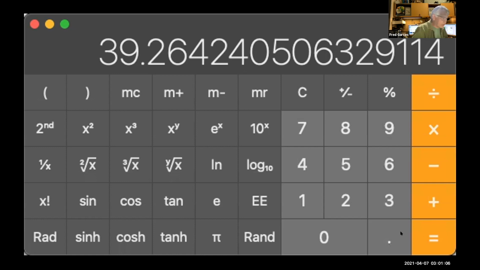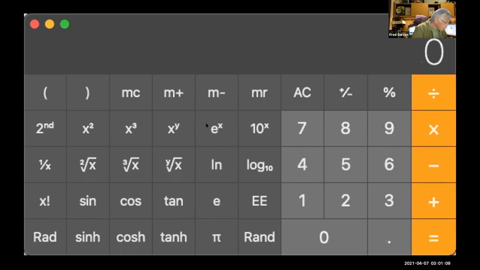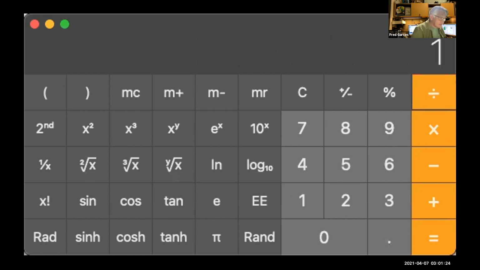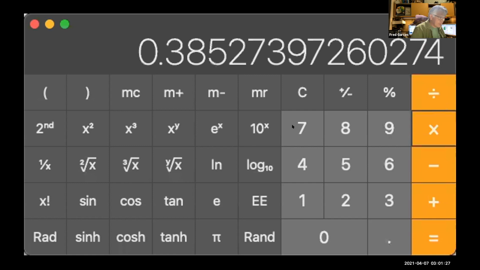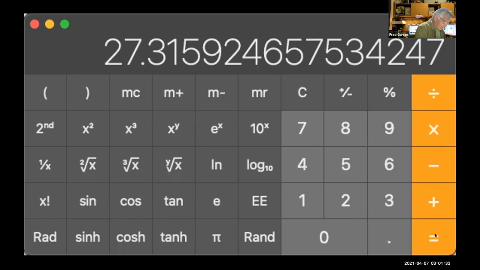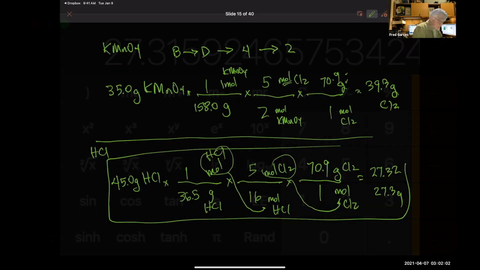Okay, let me do the second one. So this is a clear 45 grams divided by 36.5 times 5 divided by 16 times 70.9 equals, and that's 27.32, or 27.3 using 3 significant figures. This is my answer. Why? Because it's the smallest amount. This is my answer. Setup.